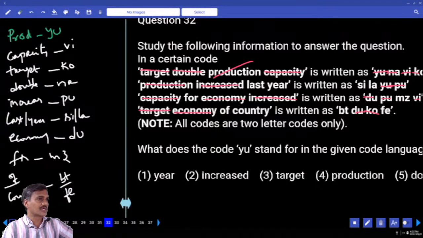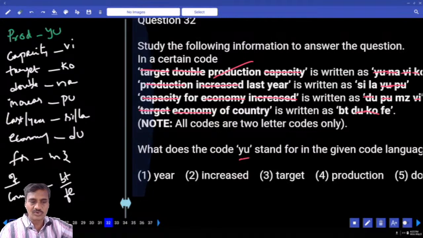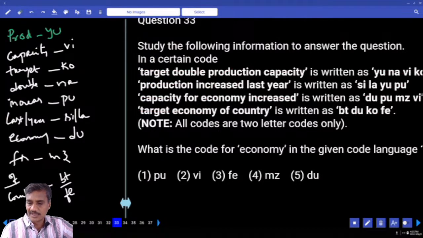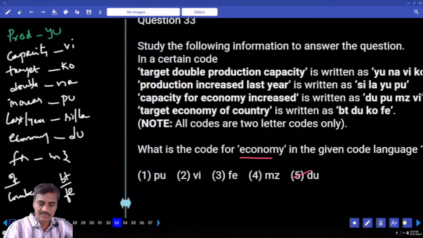Now these are the words and their corresponding codes. What does the code YU stand for? YU is for production, choice 432. And the code for economy is DU, choice 533.